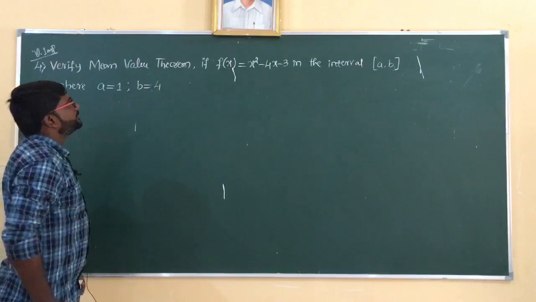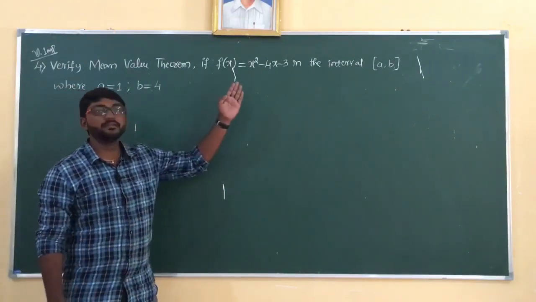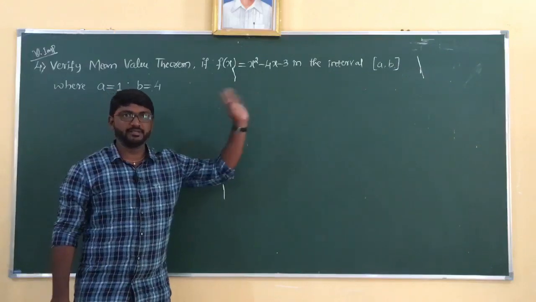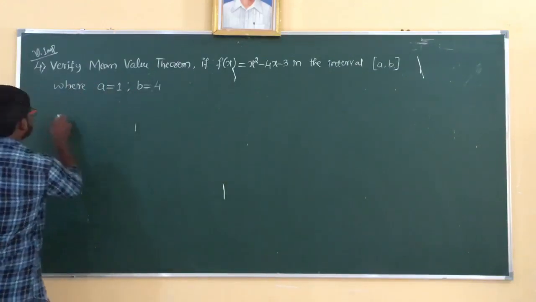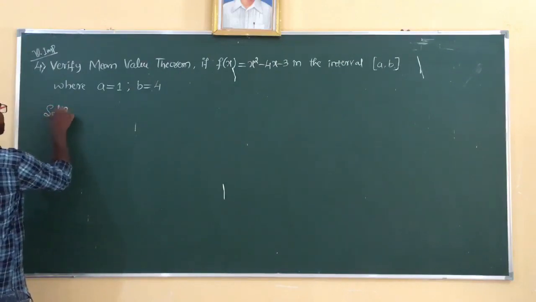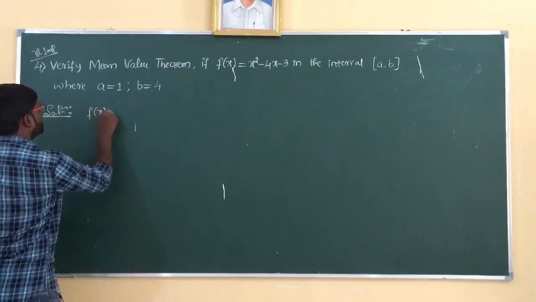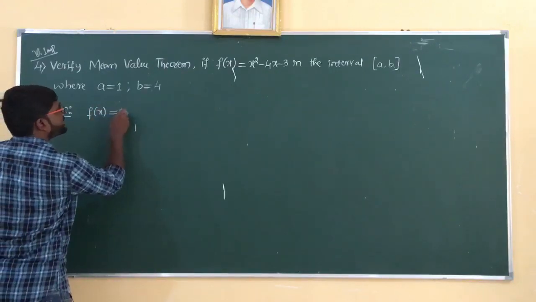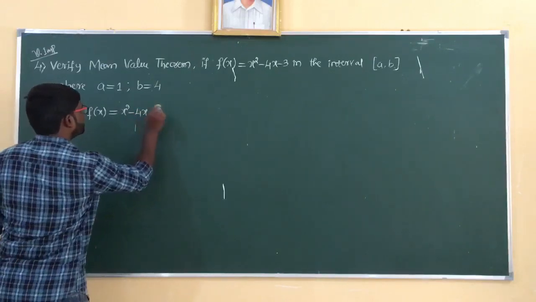Verify mean value theorem if f of x, which is equal to x square minus 4x minus 3, in the closed interval a comma b, where a is equal to 1 and b is equal to 4. So, let us solve this. First you write the given function f of x which is equal to x square minus 4x minus 3.